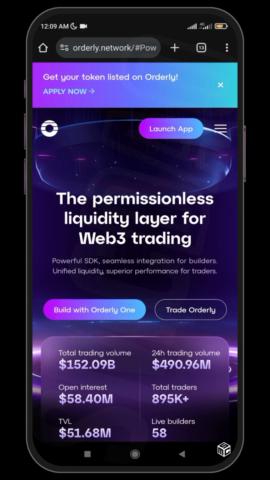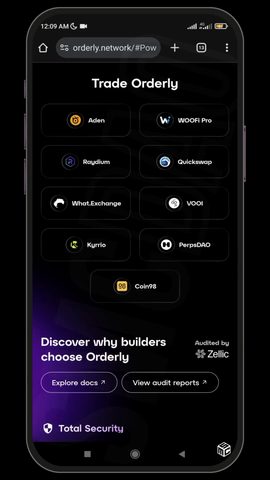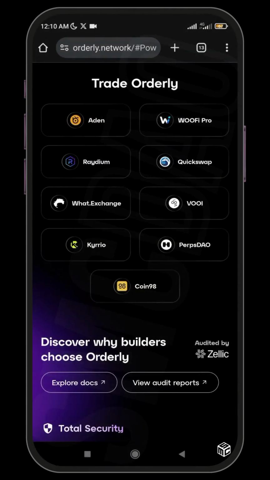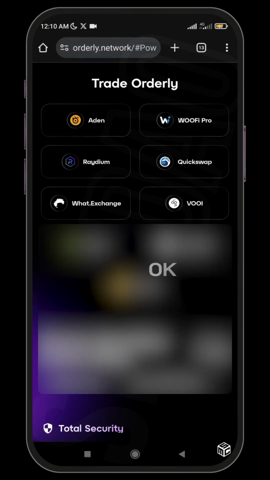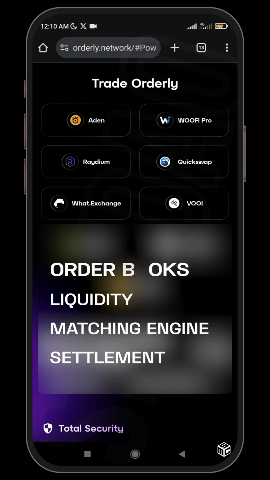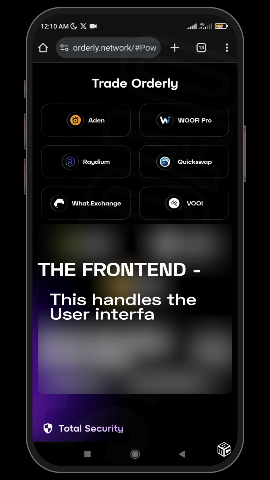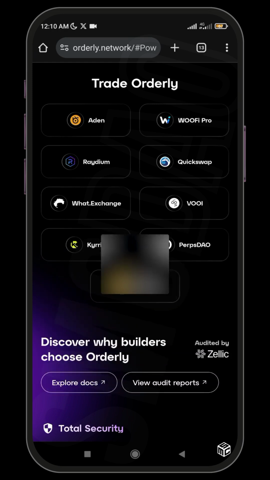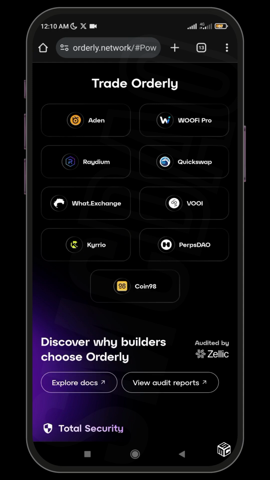When you click on Trade Orderly, you find several front ends like Aden, WOOFi, Raydium and other partner dApps built on Orderly. Orderly provides order book, liquidity, matching engine and settlement, while the front end handles the user interface. In short, Orderly is like the engine room, while the front end is like the dashboard where you actually place the trade. Now, how can you trade on Orderly?